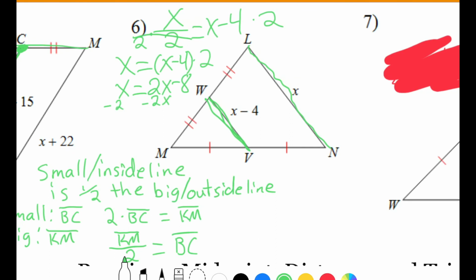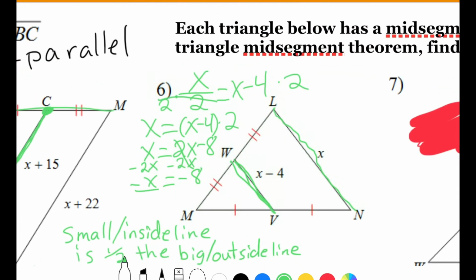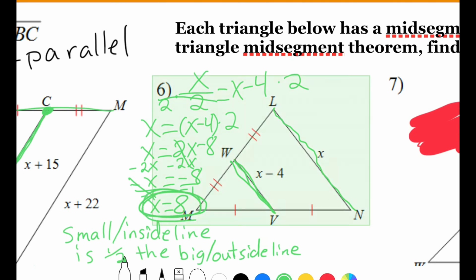Subtract 2x from both sides. Get negative x equals negative 8. x is still not by itself yet, so I have to divide by negative 1. x equals positive 8 for number 6.